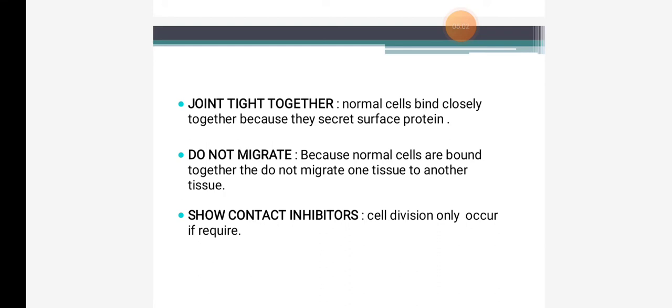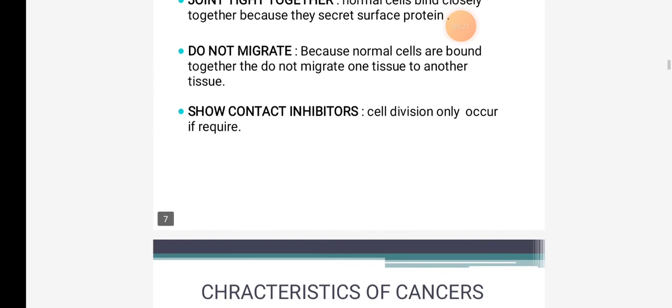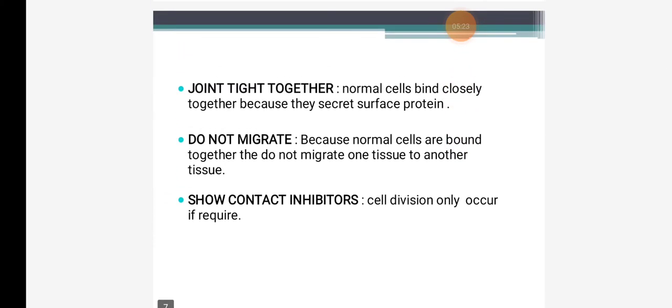So cells will grow only to fill that gap, and when the gap is filled, cell division will stop. So they always show contact inhibition, and they never grow into the boundary of other tissues. They grow only within their boundaries. These are the characteristics of normal cells.